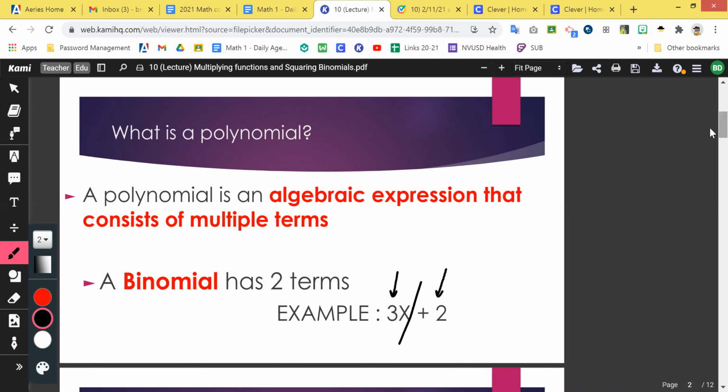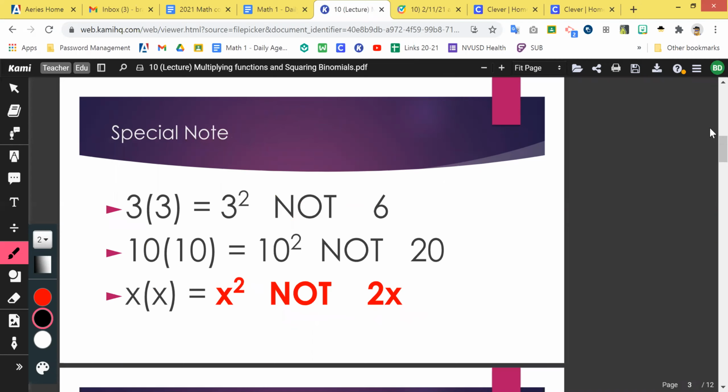And one thing to keep in mind with the box method is when you're multiplying two things together that look the same, they make a square. Okay, so remember 3 times 3 is 3 squared. 10 times 10 is 10 squared. So very similarly, when you multiply x by x, that becomes x squared.